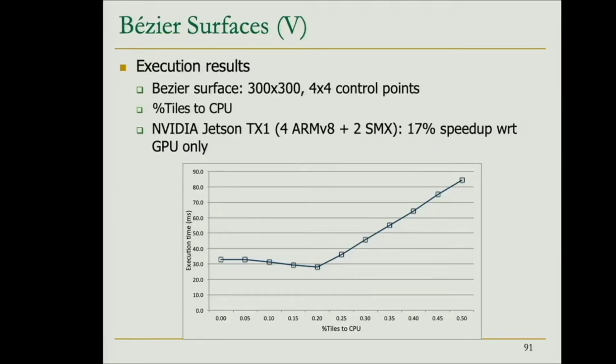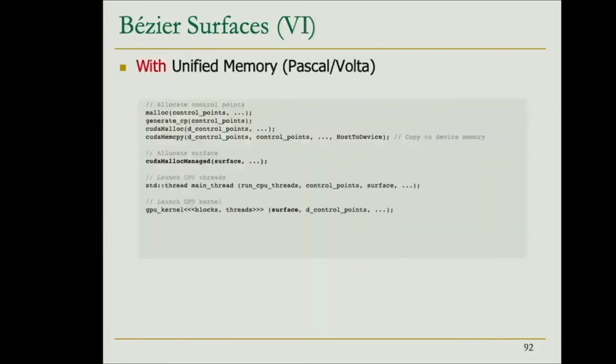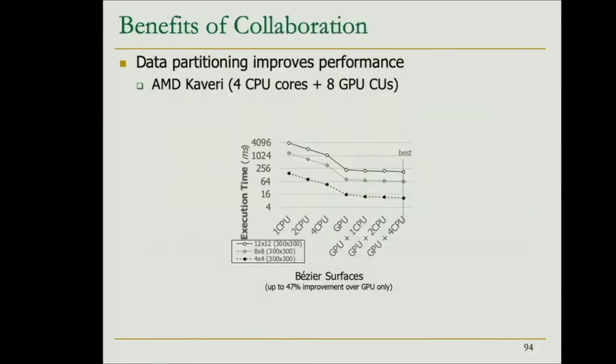So this is the 17% speedup that you can get from doing a collaborative execution. Here you have the performance improvement on an AMD Kaveri, which is an integrated system on chip with 4 CPU cores and 8 GPU compute units, or GPU cores in AMD terminology. And here it's a 47% improvement over the GPU-only version.